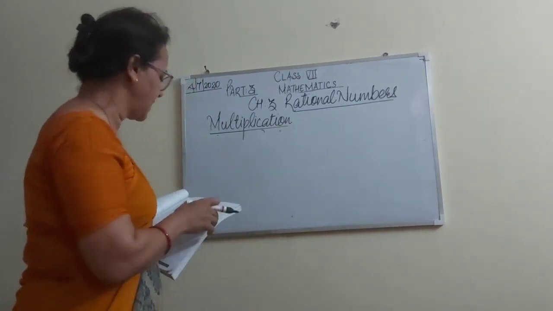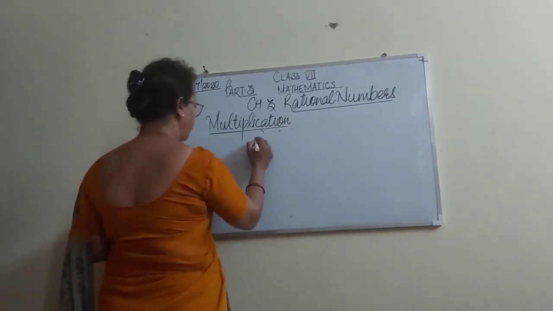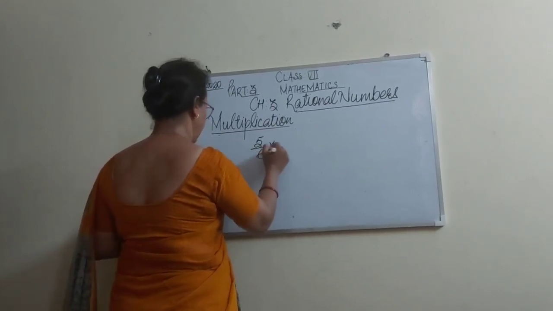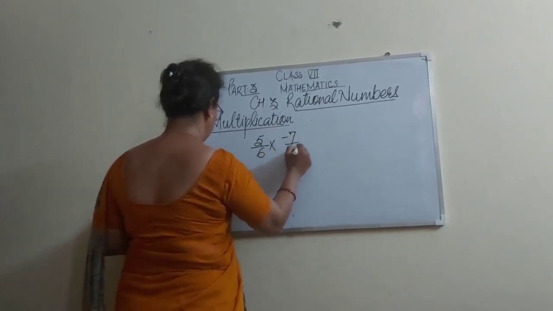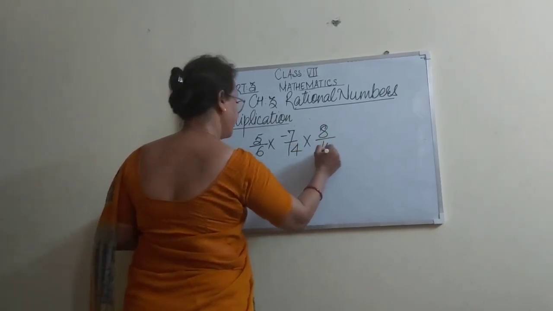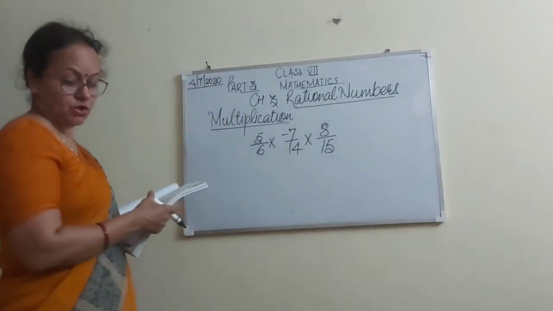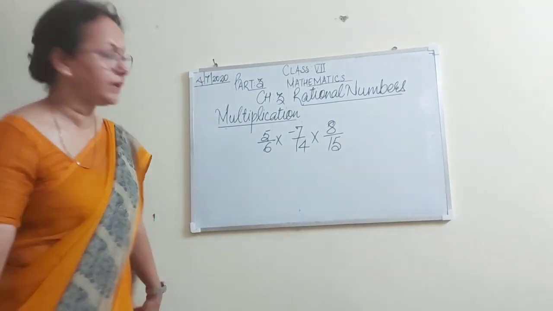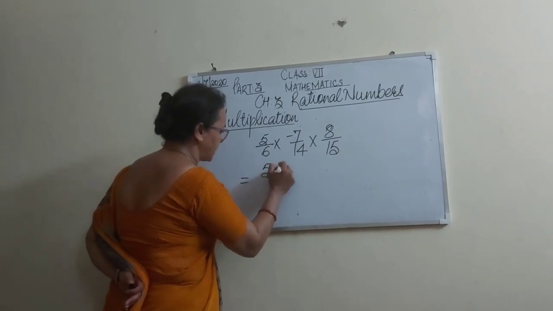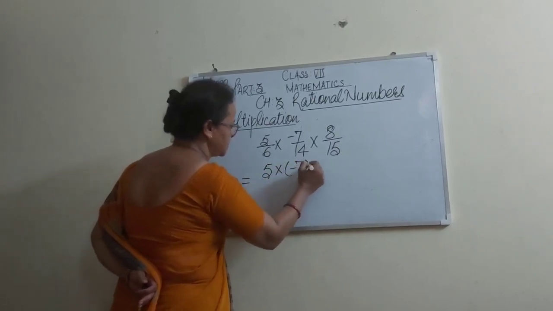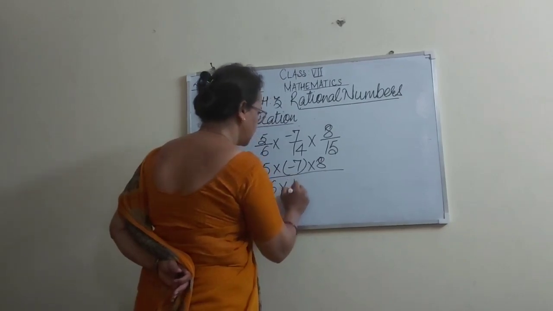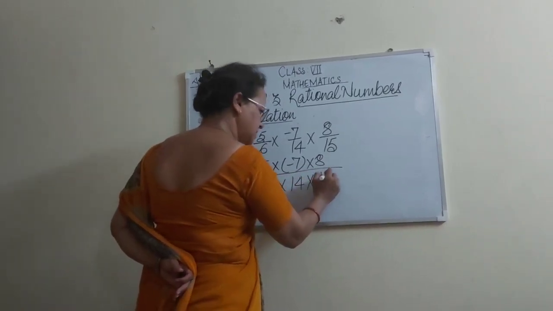Other example is find the product of 5 by 6 multiply minus 7 by 14 multiply 8 by 15. Okay students, so what will we do to find out the product? The way is 5 into minus 7 into 8 upon 6 into 14 into 15. This is the way we got.